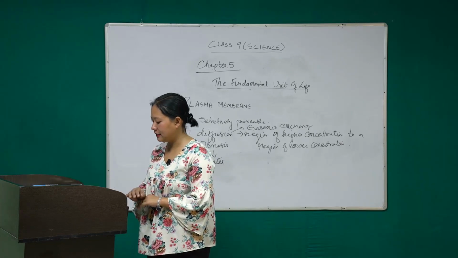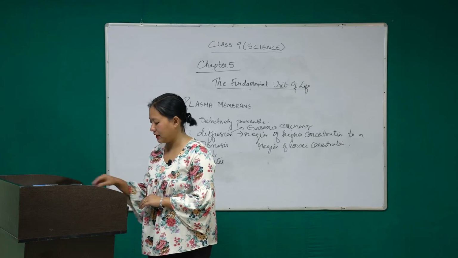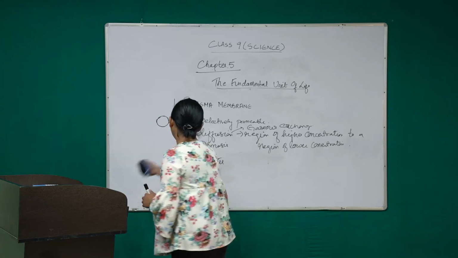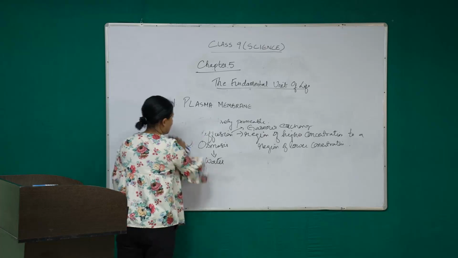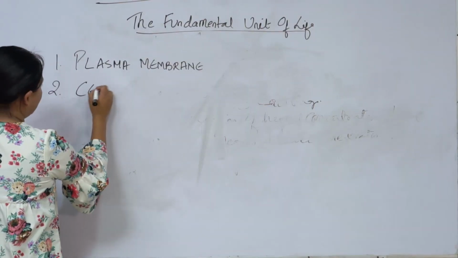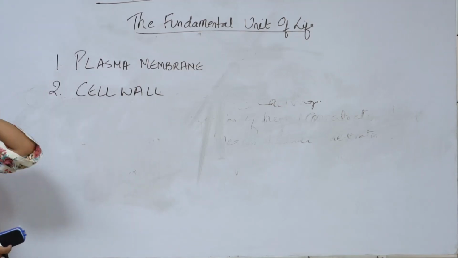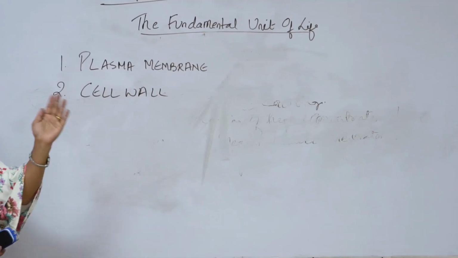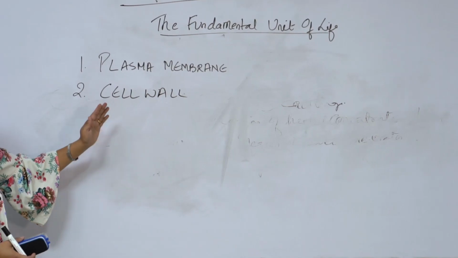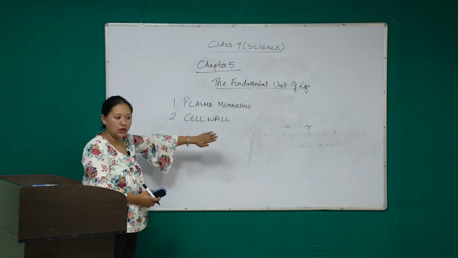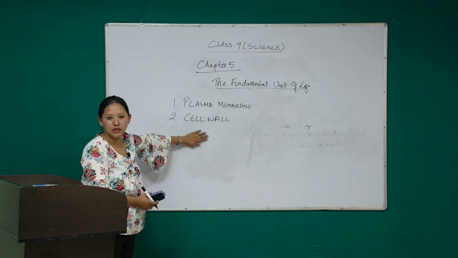And the next, number 2, is the cell wall. Now, what is the cell wall? This cell wall is present only in plant cells. I want you all to remember that. This cell wall is present only in plant cells. That means it is absent in animal cells.